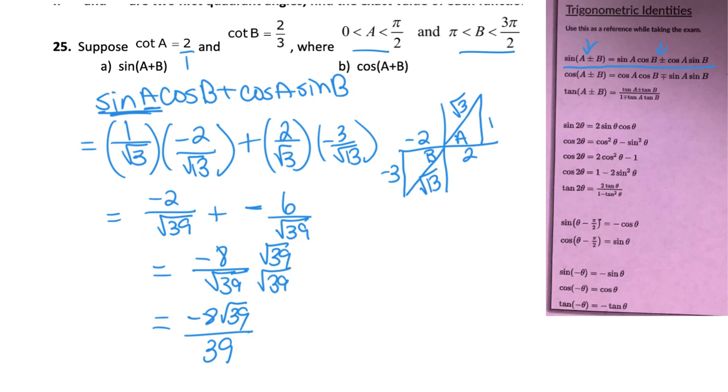And that would be my final answer since 8 and 39 cannot reduce. Okay, so I hope that helps. Of course, you've got cosine A plus B right next to it if you want to practice with this one. Then let's go into another similar problem.